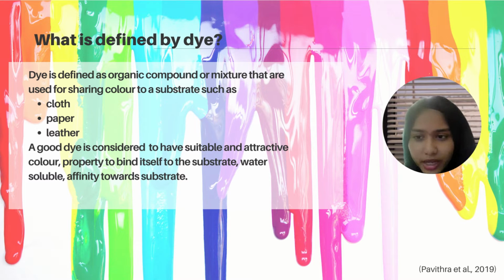The use of dye is determined by the structure of the dye itself. So the dye actually dissolves in the aqueous solution to improve its fastness on the dye substrates. Dye can be classified on the basis of structure and also application.